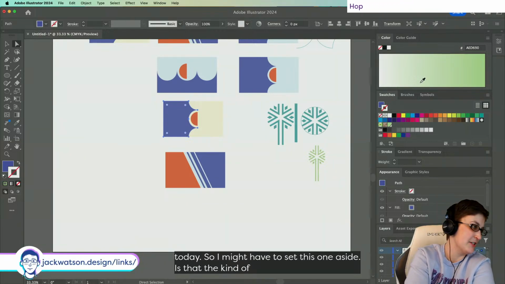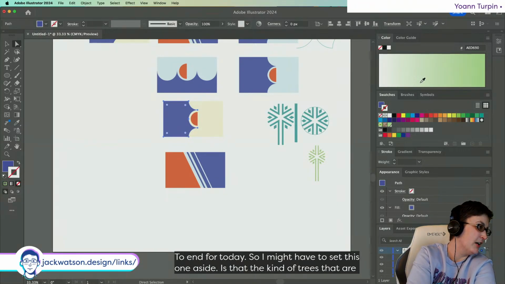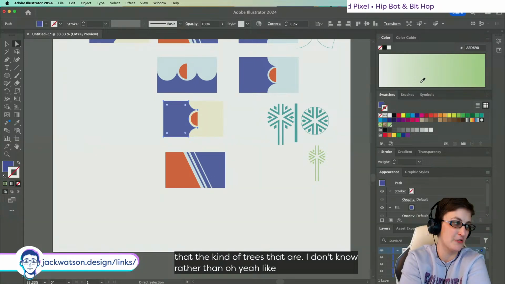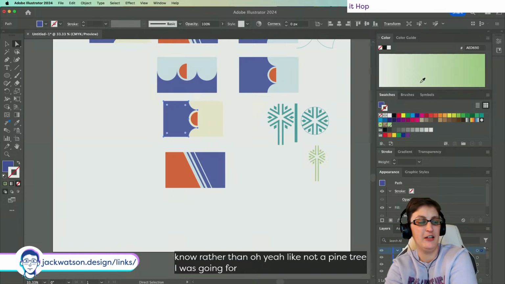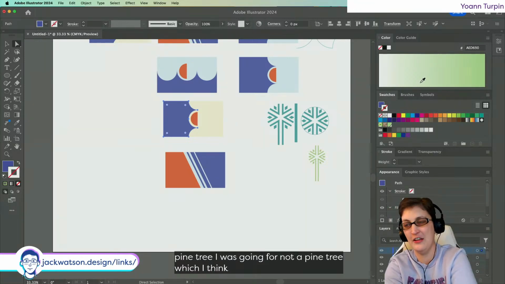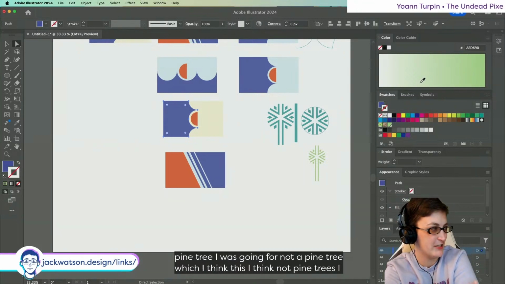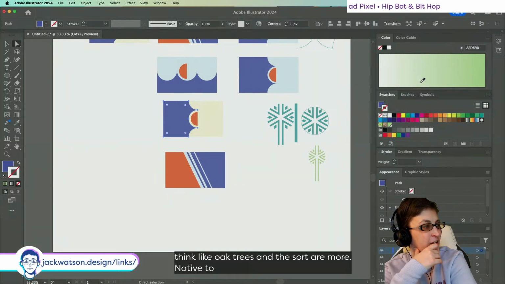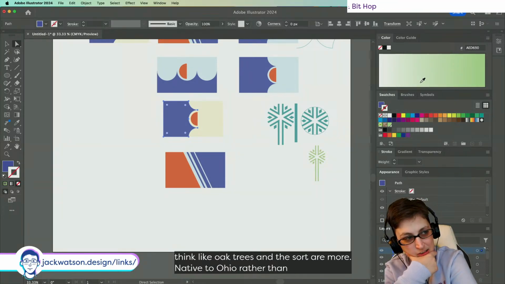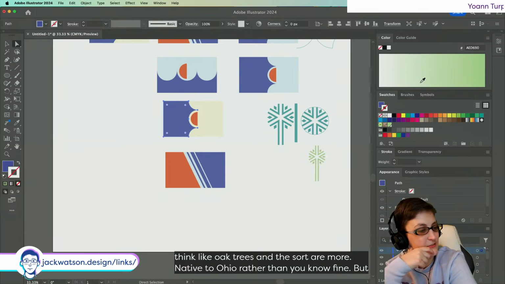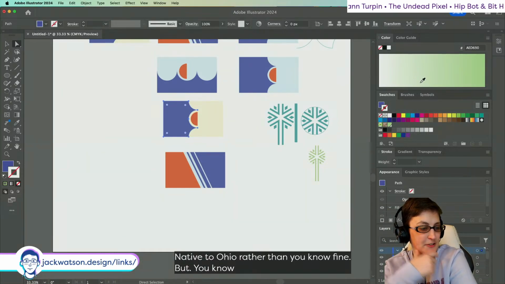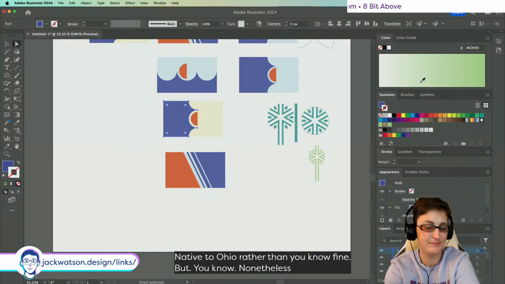Is that the kind of trees that are, I don't know, rather than, oh yeah, like not a pine tree. I was going for not a pine tree. I think like oak trees and the sort are more native to Ohio rather than, you know, pine. But, you know, nonetheless.